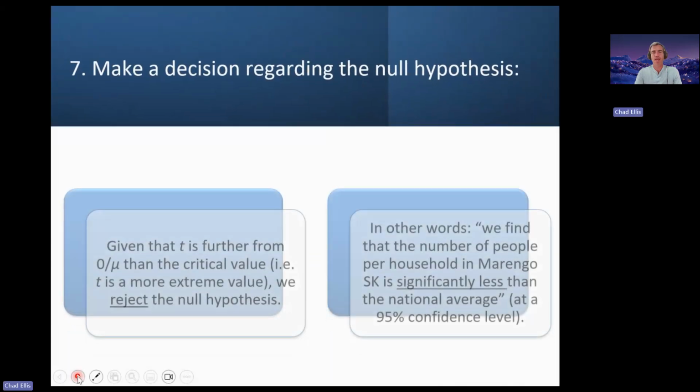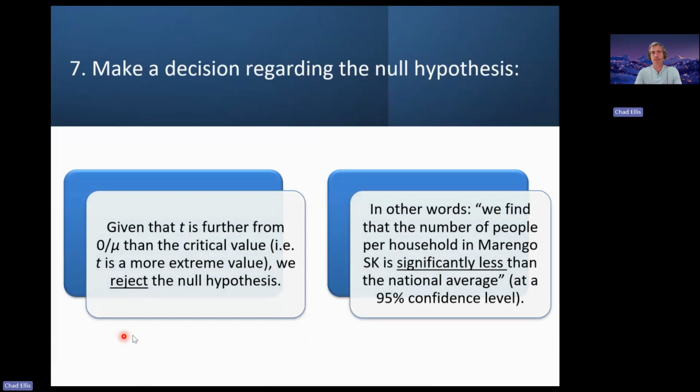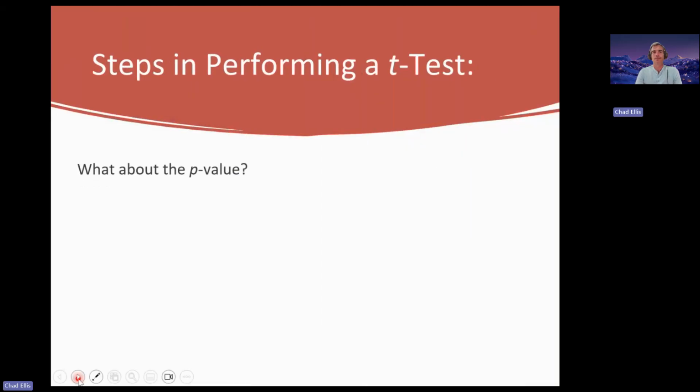So that brings us to making the final decision. Given that our t-value is in the rejection zone, we decide to reject the null hypothesis. And basically in terms of this scenario, that means that we find that the number of people per household in Marengo is significantly less than the national average at a 95% confidence level. If you change the confidence level and the significance level, you likely are going to get a different result. Maybe, maybe not. So what about the p-value?